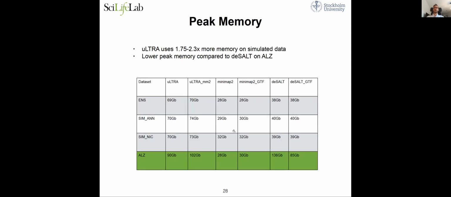And that's for peak memory usage. Minimap has the lowest memory footprint. We take about twice the memory. We are about similar for the largest data set. We have a similar memory footprint to the SALT, while Minimap is still the smallest footprint.